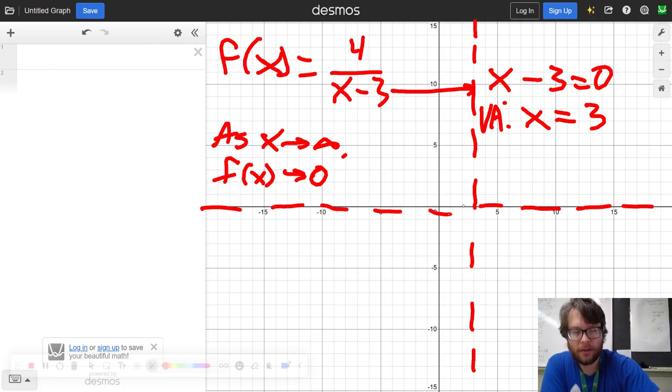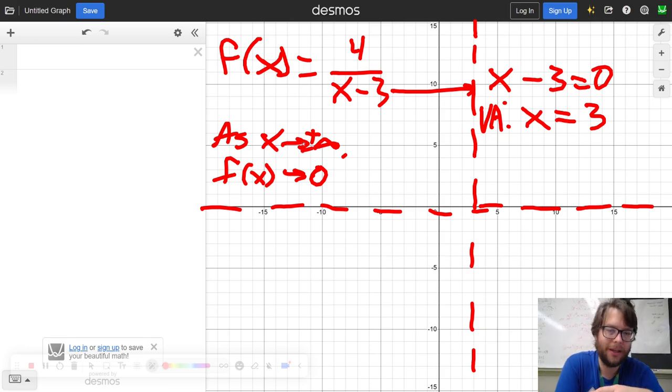The same logic works when x goes to positive infinity or to negative infinity. If I do 4 divided by a negative million, I still get a really small number. So those are my asymptotes. Again, those are not the actual function. Those are just the gaps where my function is not.